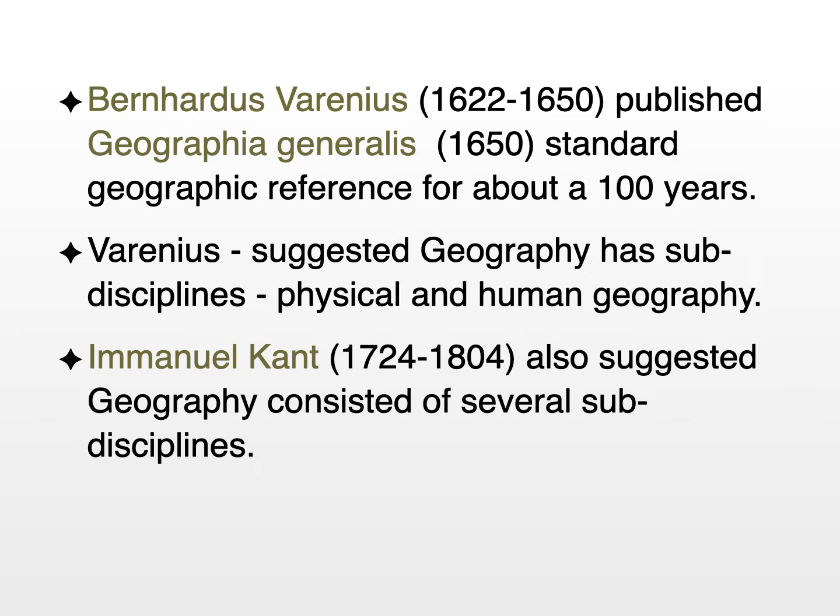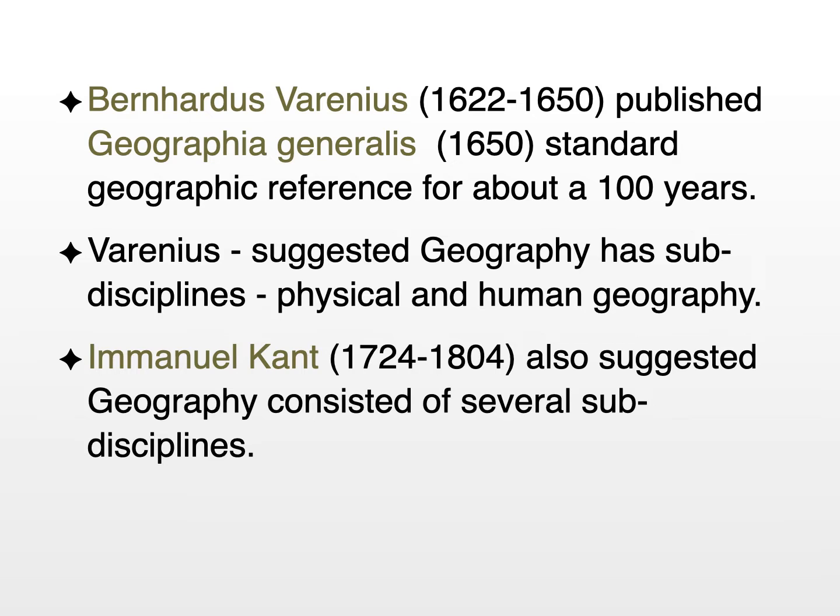Bernardus Varenius published Geographia Generalis in 1650. This publication was a standard geographic reference for about 100 years. Varenius suggested geography has subdisciplines, physical geography and human geography.